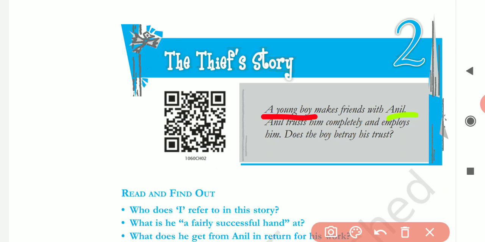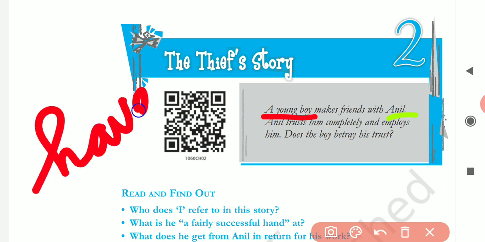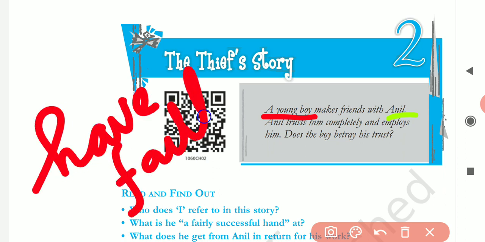Anil trusts him completely and employs him. Does the boy betray his trust? It's about trust. What do you understand by trust? Trust means to believe someone completely, to have faith in someone completely. If you have trust, then it means that you have complete faith in someone.